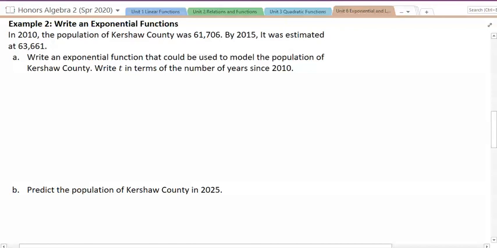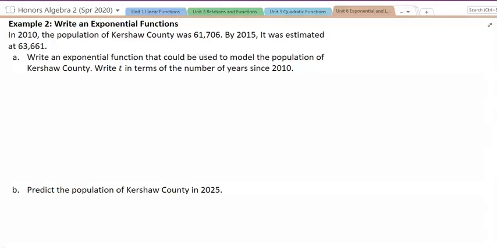In 2010, the population of Kershaw County was 61,706, and this is the actual number according to the census. I looked up these numbers. By 2015, it was estimated by the U.S. Census that Kershaw County's population was 63,661. And so we're going to write an exponential function that can be used to model the population of Kershaw County. And we're going to write t in terms of the number of years since 2010.